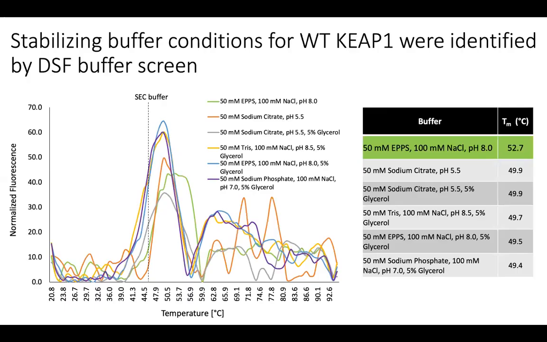To address this issue, I first conducted a differential scanning fluorimetry, or DSF, buffer screen, in which I measured the melting temperature of the Keap1 Kelch domain, which I will refer to as wild-type Keap1, in 96 different buffer conditions. It was found that the condition 50 millimolar EPPS, 100 millimolar NaCl, pH 8.0 was the most stabilizing condition, which raised the melting temperature we typically observe for wild-type Keap1 in the size exclusion chromatography buffer by about 7 degrees Celsius.